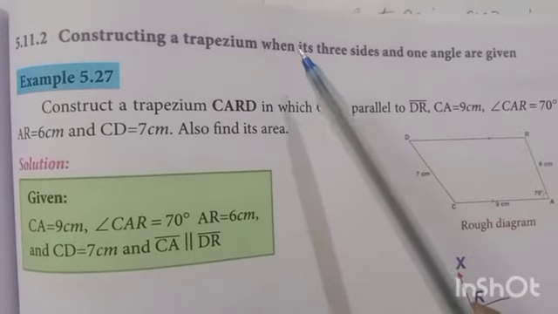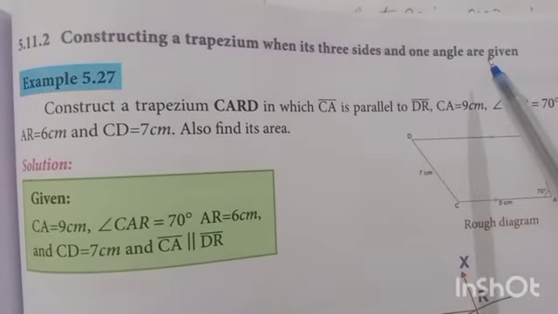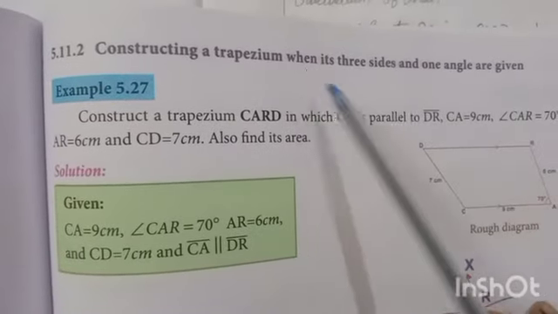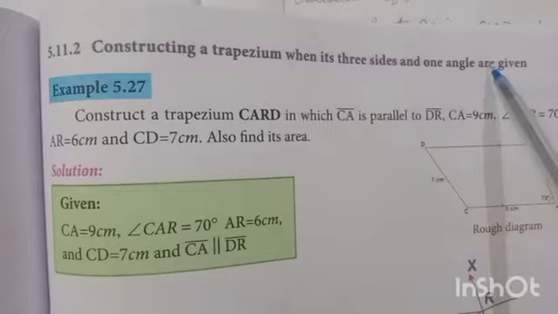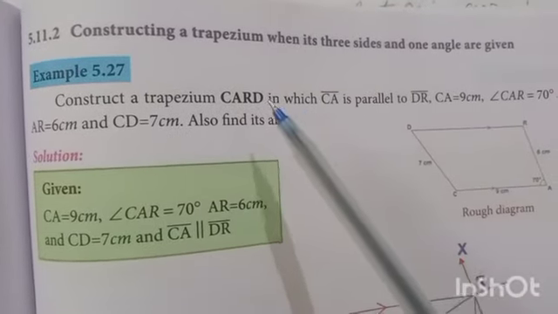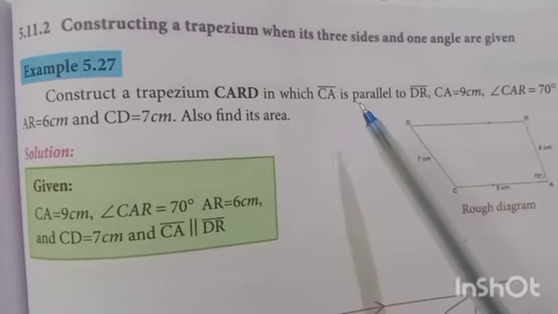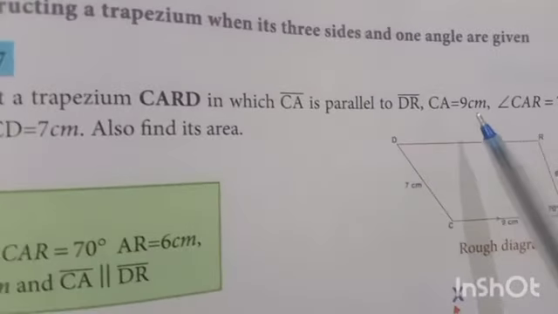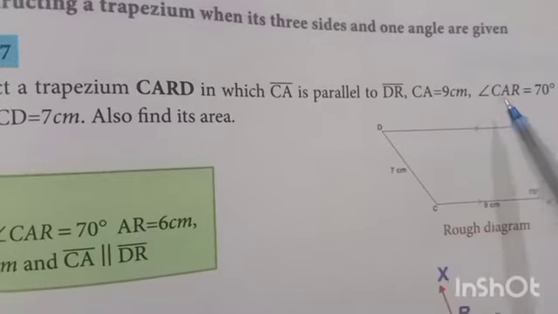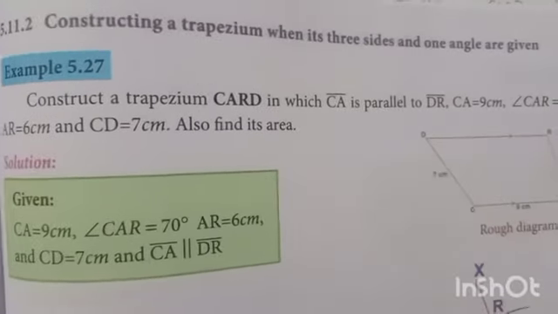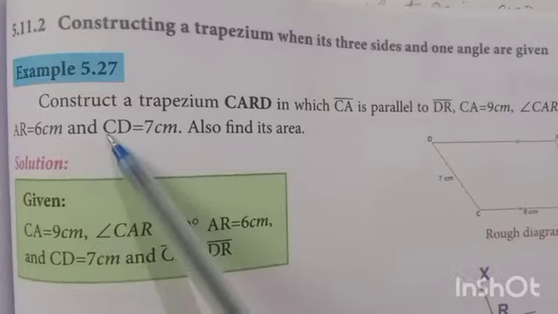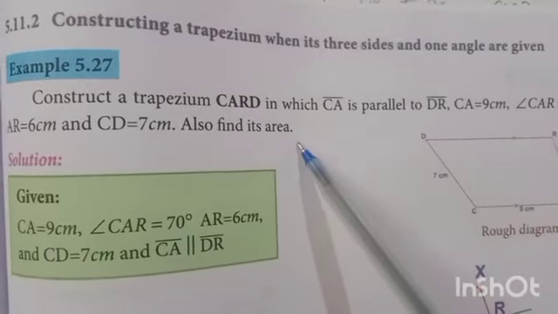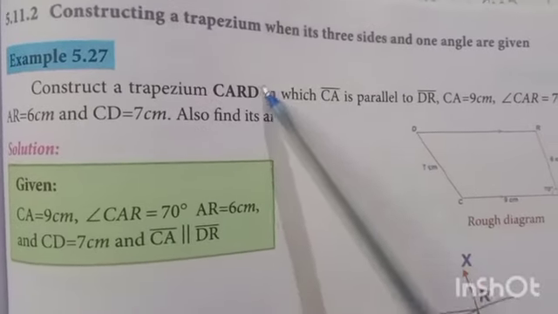Next one, constructing a trapezium with its 3 sides and 1 angle. The previous method was 3 sides and 1 diagonal. Now 3 sides and 1 angle are given. Construct trapezium CARD in which line segment CA is parallel to line segment DR. CA equal to 9 cm, angle CAR equal to 70 degree, AR equal to 6 cm and CD equal to 7 cm. Also find its area.